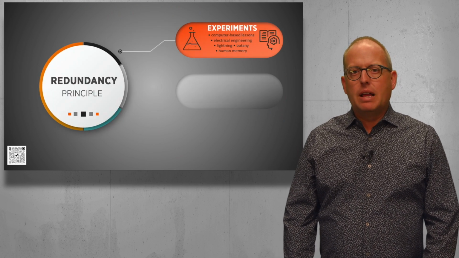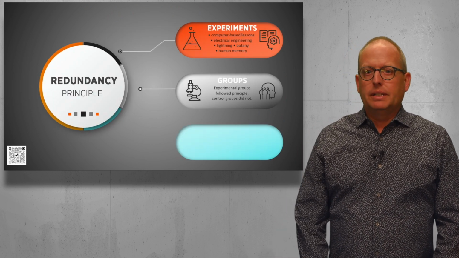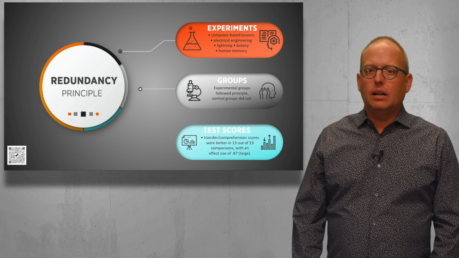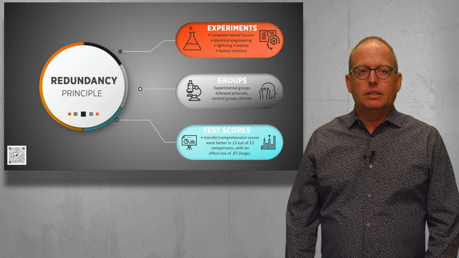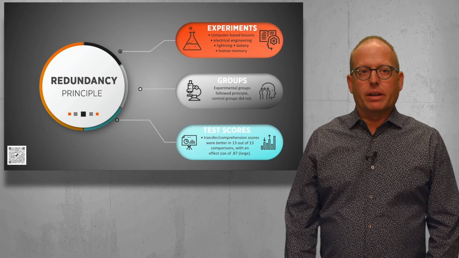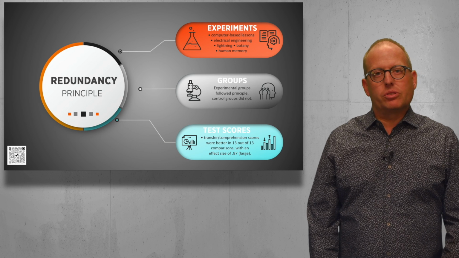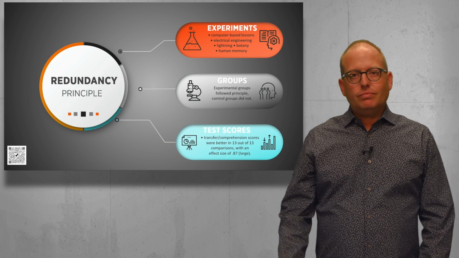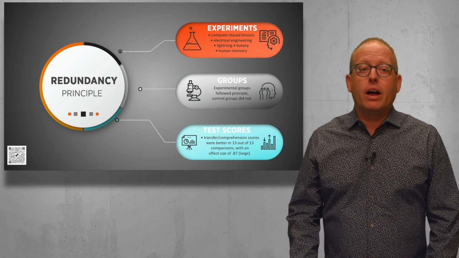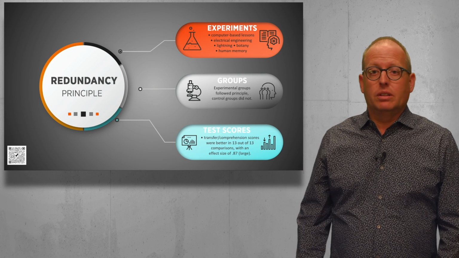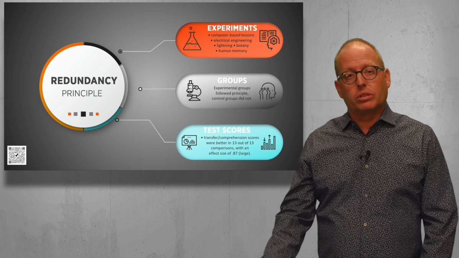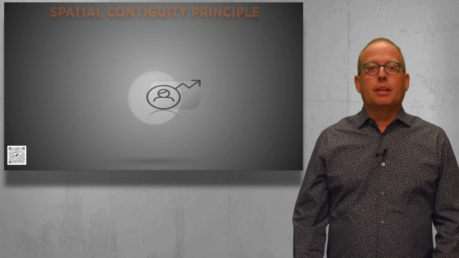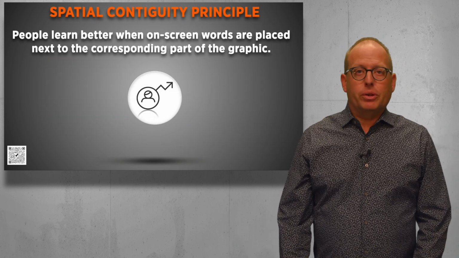Here are the experiment results, if you will. 13 out of 13 comparisons, the students did better in the comprehension scores. So, I mean, that one's obvious. It would be shocking if there was a group that actually did better with all of those words just blasted on screen there.